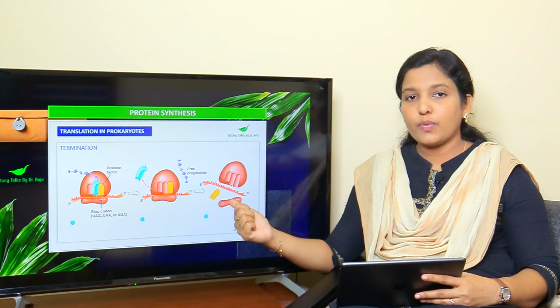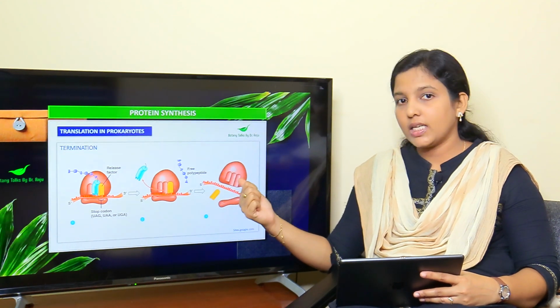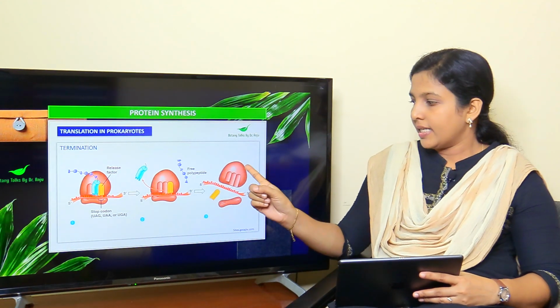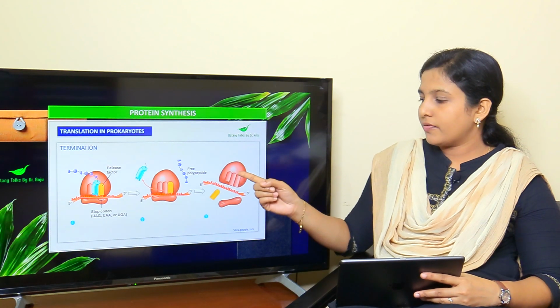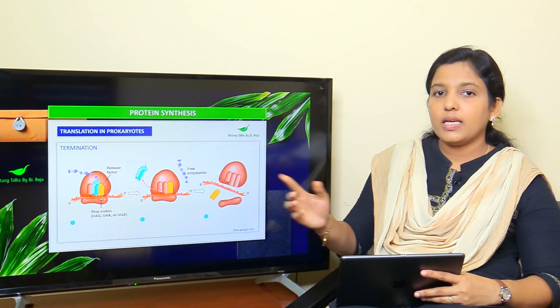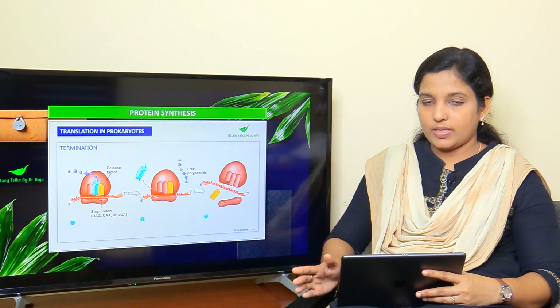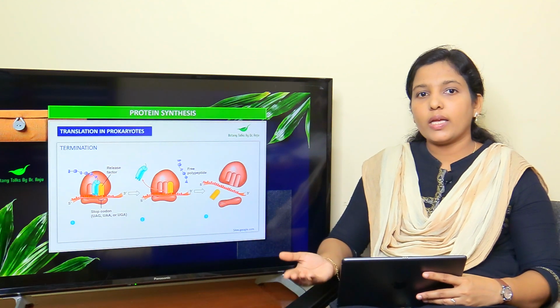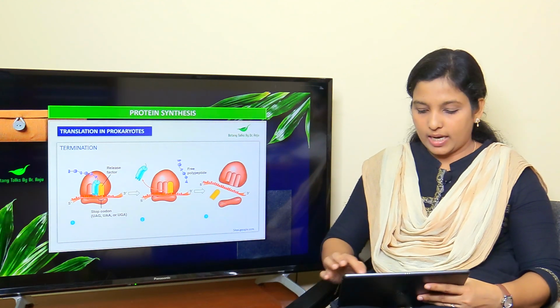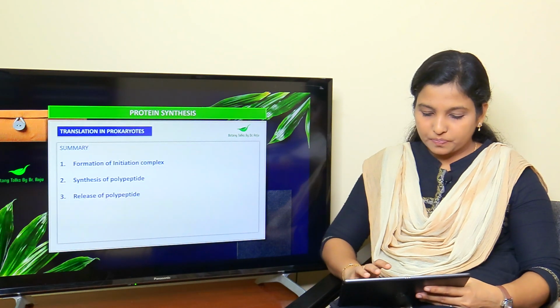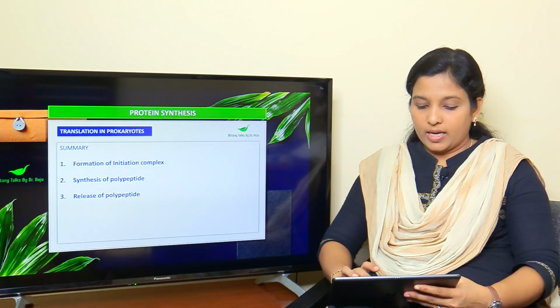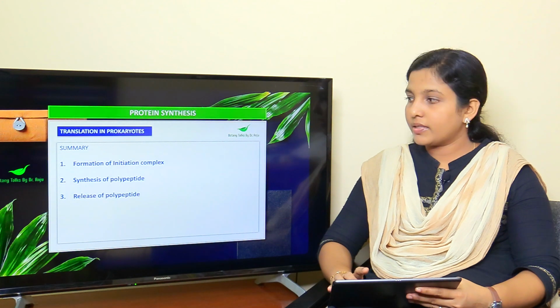Next, IF3 will bind, and this IF3 GTP assembly will dissolve the 30S, 50S ribosomal assembly. Now they also get separated and can be involved in the next round of the translation process. So we are coming to the end of prokaryotic translation.